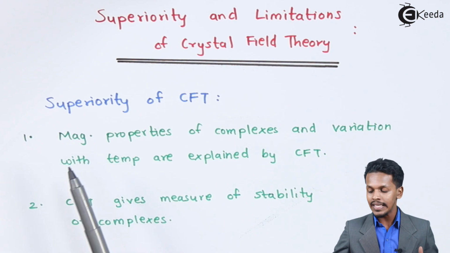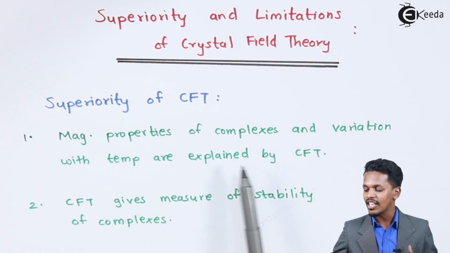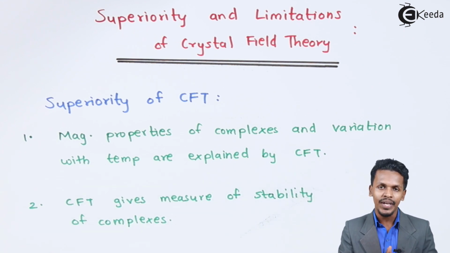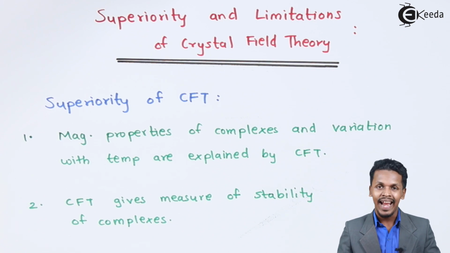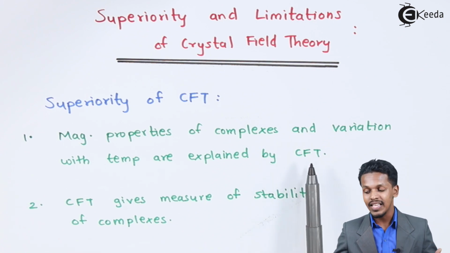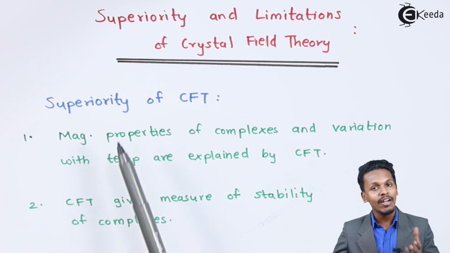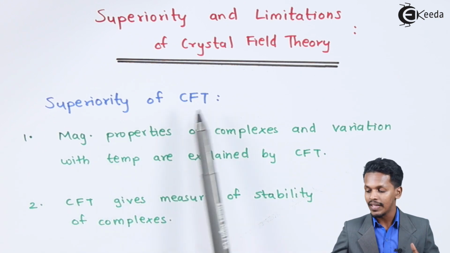Talking about the first point, the magnetic properties of the complex and variations with temperature are explained by the CFT, that is crystal field theory. We understand that the magnetic property of a particular complex is because of its unpaired electrons, and that could be explained by the CFT. And the variations with temperature towards the magnetic property, even that could be explained with the help of CFT. So that is nothing but the superiority of the CFT.